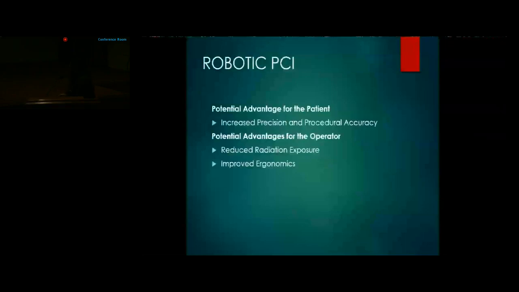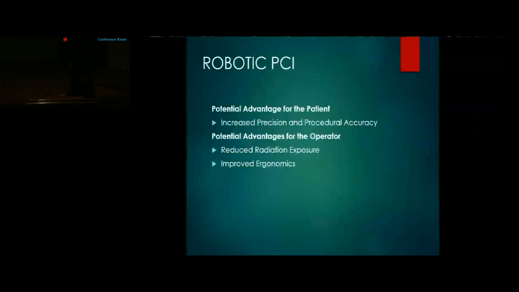Robotic PCI. It is a new technique which has come in today's world, and it has potential advantages for the patient, which include increased precision and procedural accuracy, such as deployment of the bioabsorbable scaffolds. Initially, imaging was used to deploy these stents. Now we can use robotic PCI to have an increased precision and deployment of the stent.